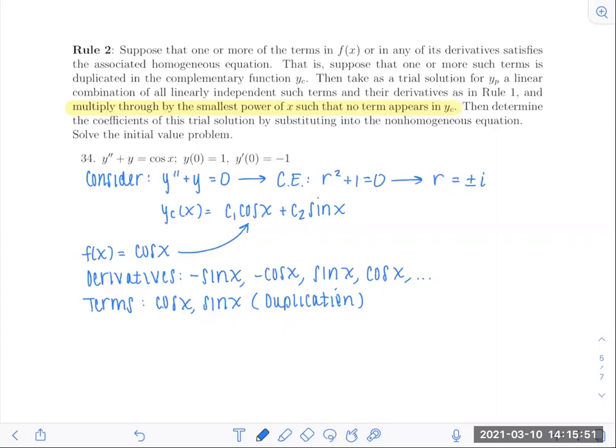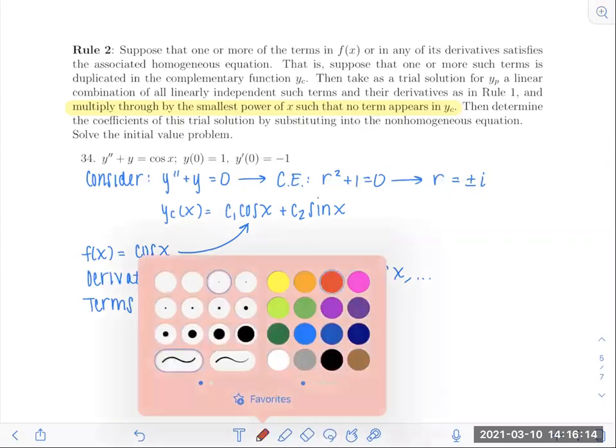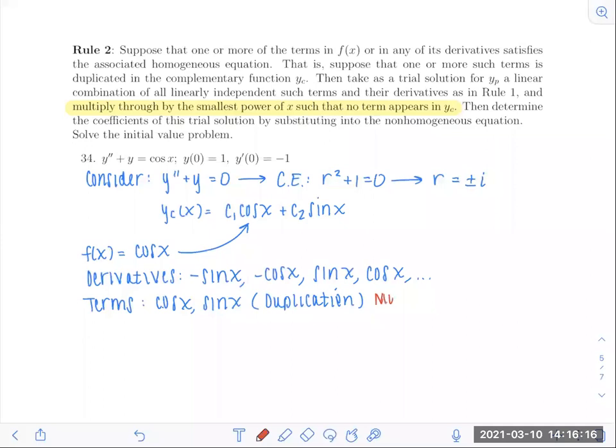in the complementary function. When I look at the complementary function, I only have two terms, c1 cosine x and c2 sine x. You'll notice that neither of those are being multiplied by x. So I can multiply through just by one x, and that's enough to avoid being duplicated in my complementary function. So I'm just going to make a note here: multiply by x to the first power. In other words, just a single x will get me out of duplication.